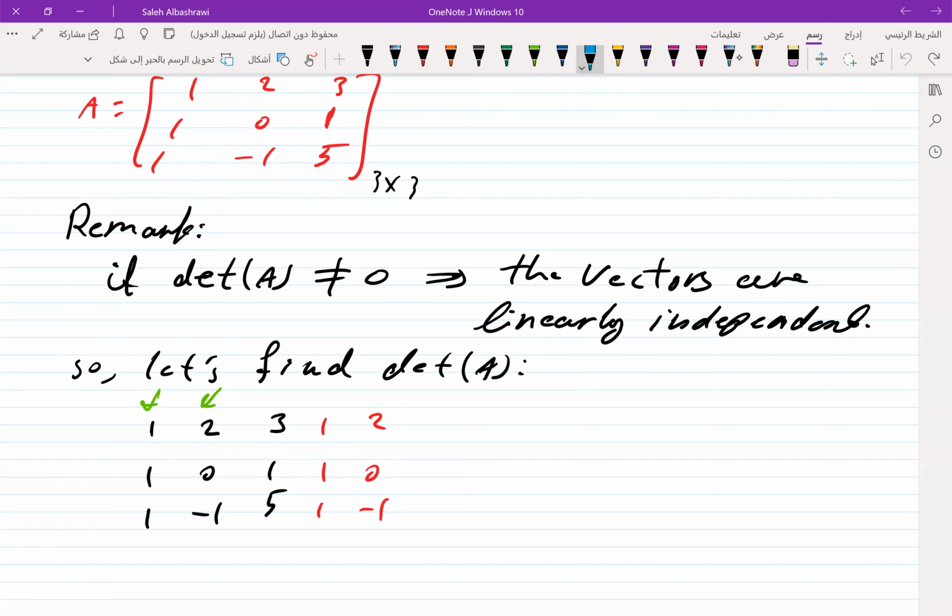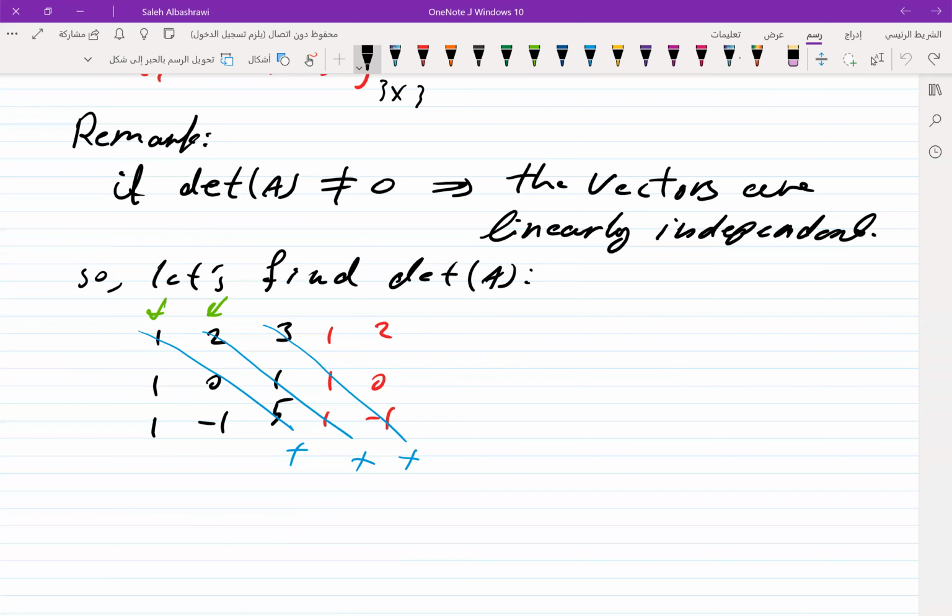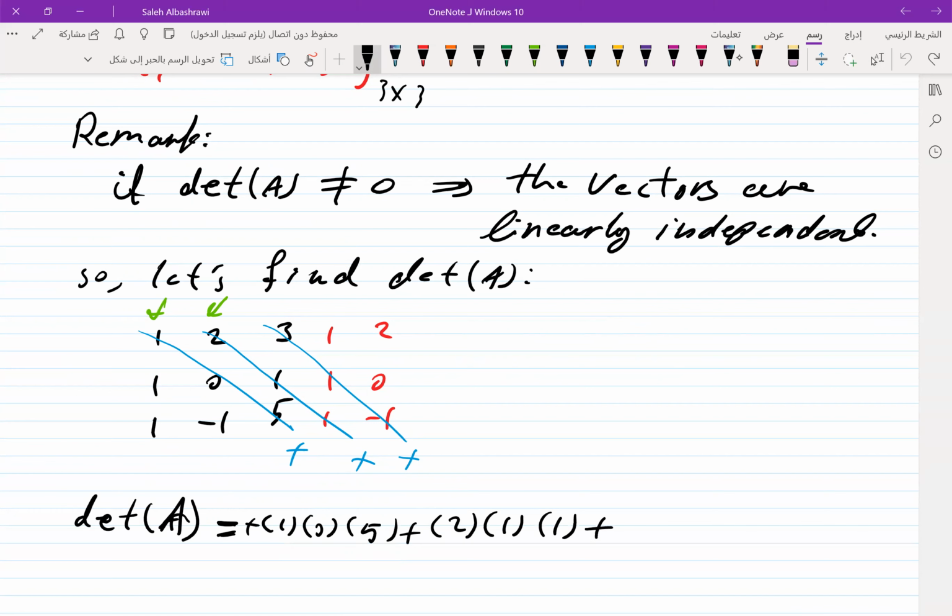moving diagonally, we multiply the three entries and put a plus sign there. Determinant of A equals 1 times 0 times 5, plus the second one, 2 multiplied by 1 by another 1, plus 3 times 1 times minus 1.